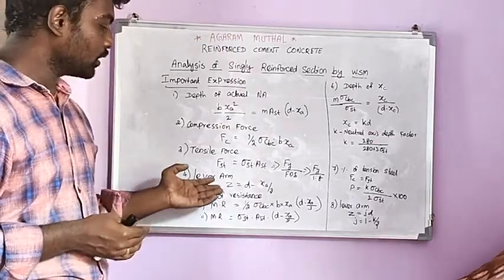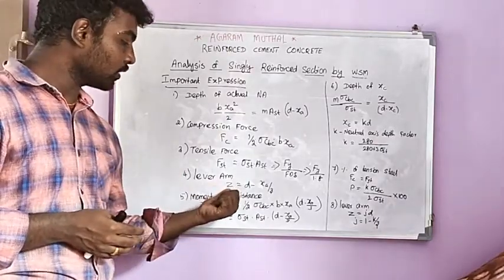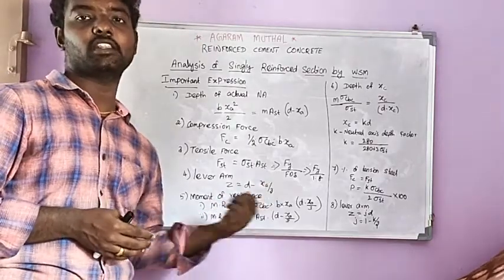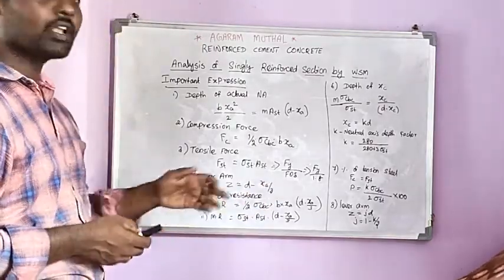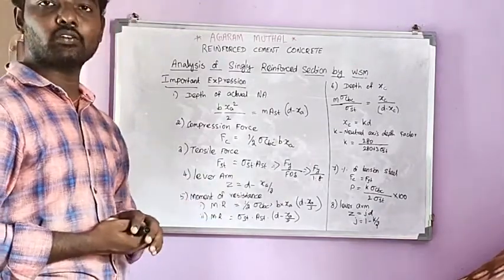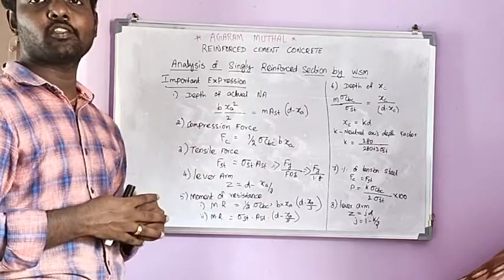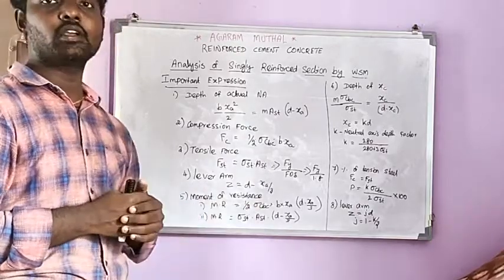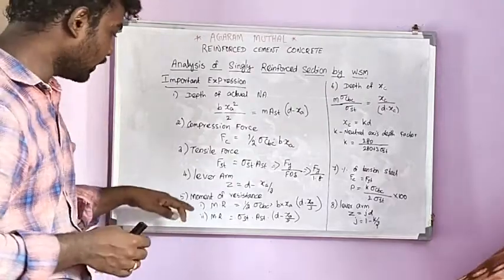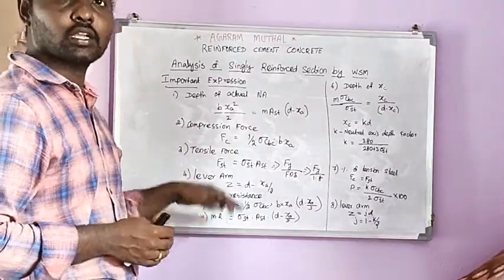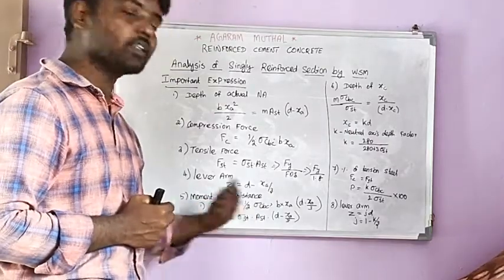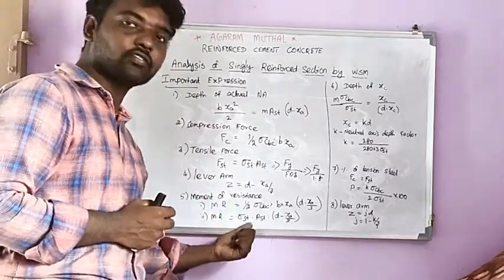So here the lever arm value we can express by the effective depth minus actual neutral axis divided by 3, and the moment of resistance, the most important one which we have to carry out. With respect to moment of resistance alone, we can calculate the area of steel required. And for that we can calculate it in two ways, with the use of compressive force and with the use of tensile force.